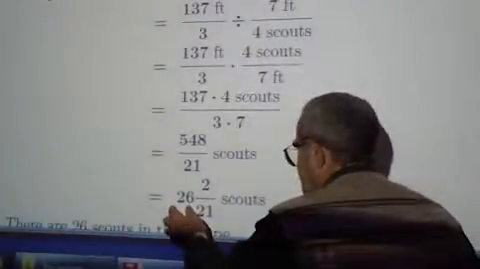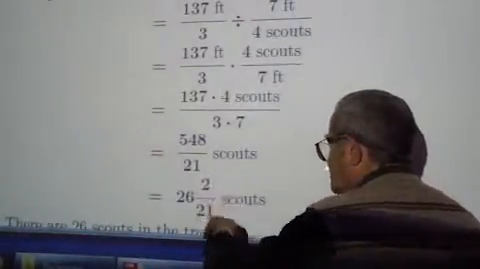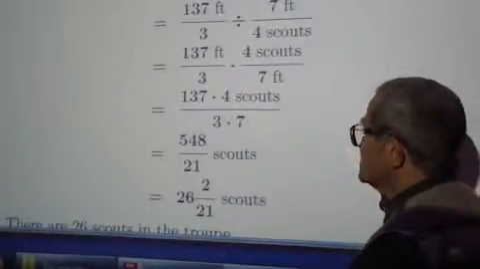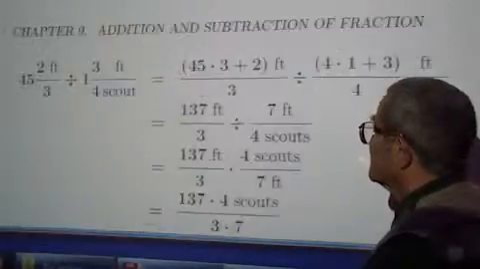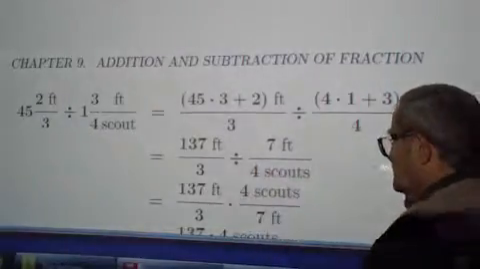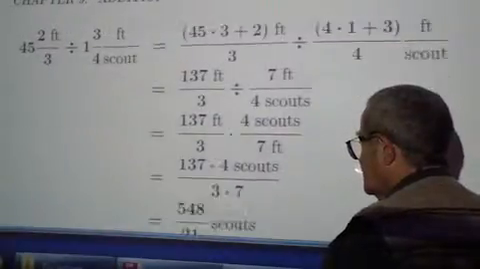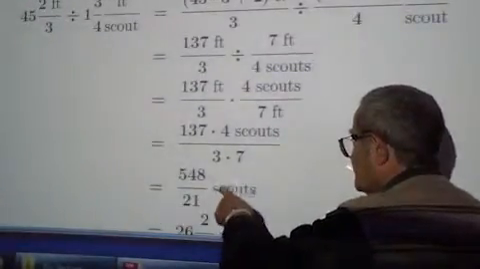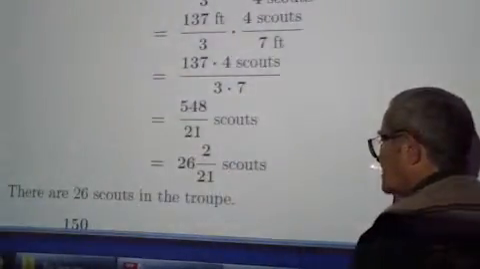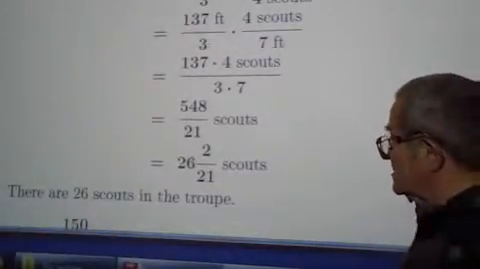You had this many pieces of rope. Each scout got 1, so there were 26 scouts. You are left with a little bit of rope that you can't use. Should you see those numbers again? 137 over 3 divided by 7 over 4. So 137 over 3 times 4 over 7, which should give you 548 over 21, or 26 and a proper fraction. How was that one? A practical problem?